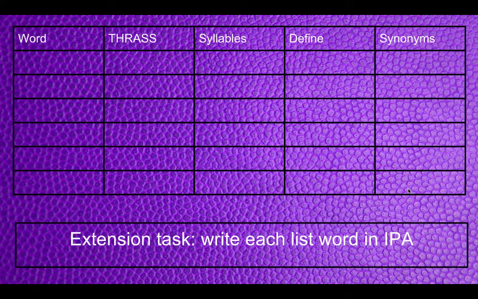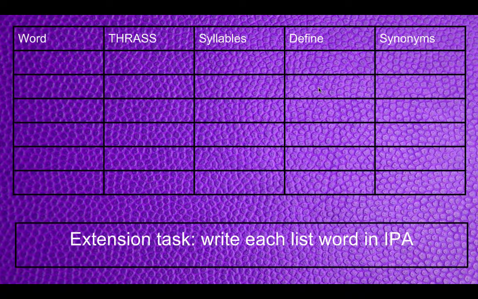Of course, as always, we have our THRASS task. What I would like you to do is rule up your page with your 5 columns, a column for each word, to thrass out each of your words, to write your word in syllables. Don't forget to show the breakdown of the syllables of your word, so actually writing the word into its syllables and recording the number of syllables you can hear or count.